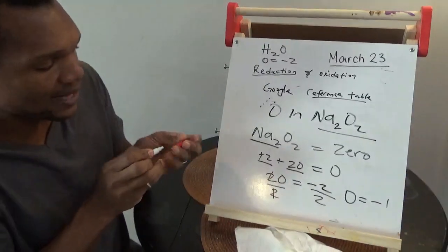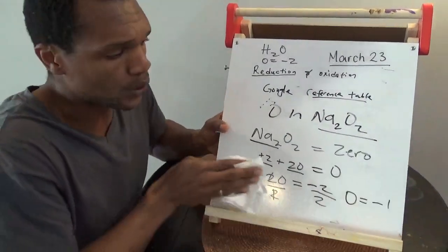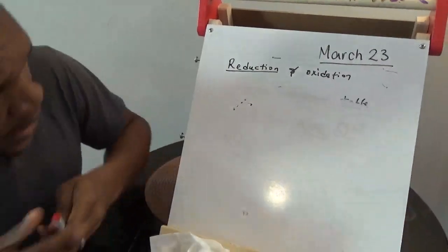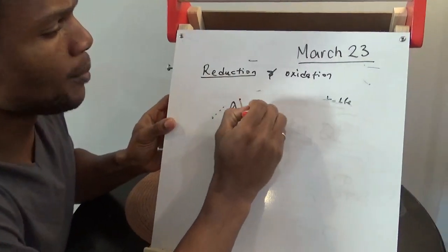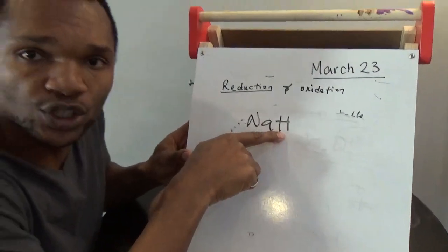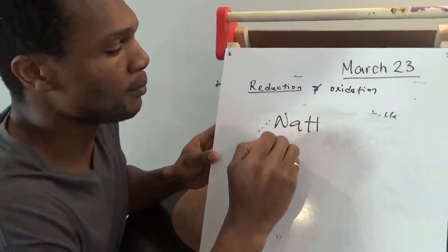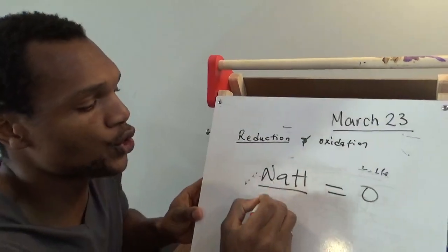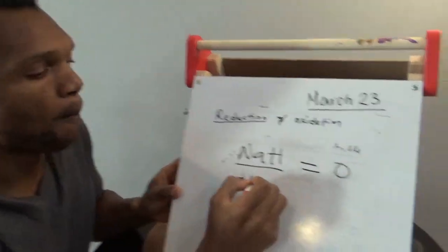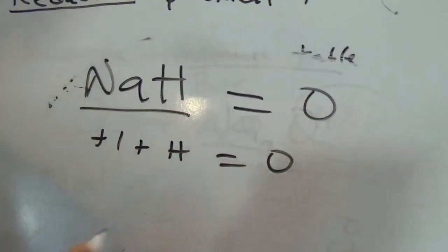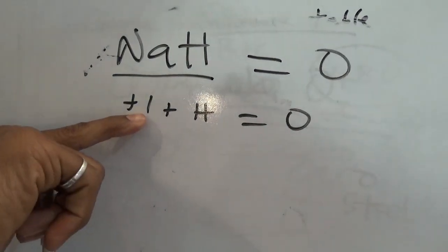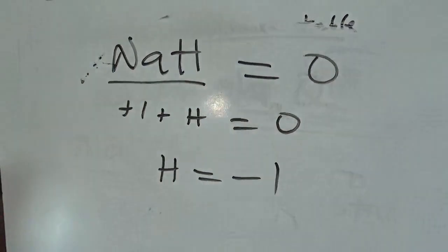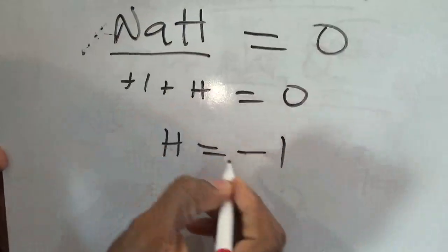Okay, so let's do the last example. Then you would have to do some others on your own. So the last example we're going to work on is sodium hydride. What is the oxidation state of hydrogen in sodium hydride? So, sodium hydride is a compound and it's always equal to 0, right? So, one sodium has a +1 charge, plus a hydrogen will be equal to 0. So, when we move this +1 to the other side, it means that hydrogen will become -1. So the oxidation state of hydrogen in sodium hydride is -1.